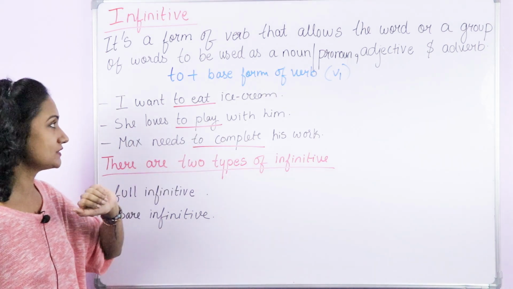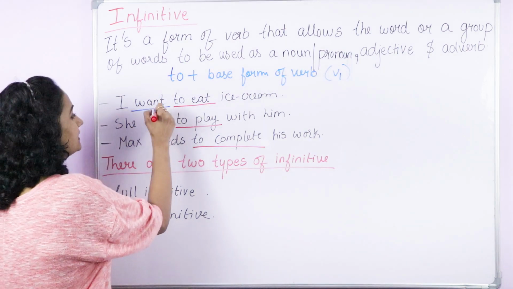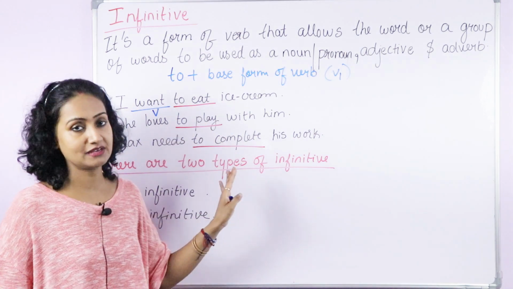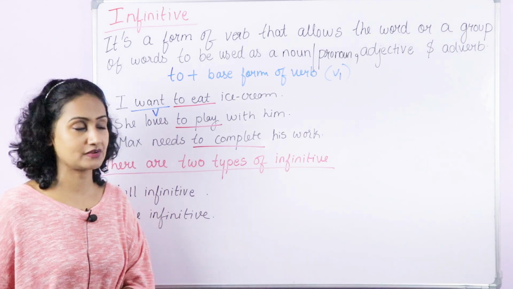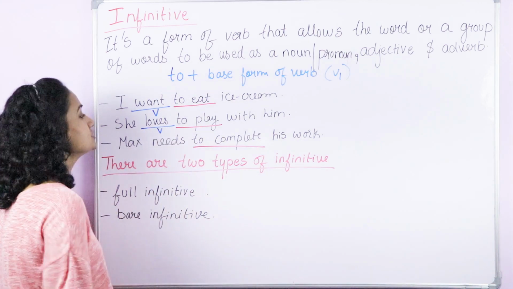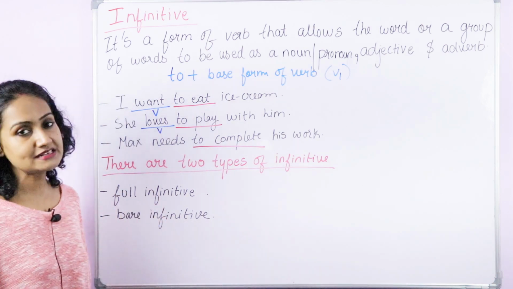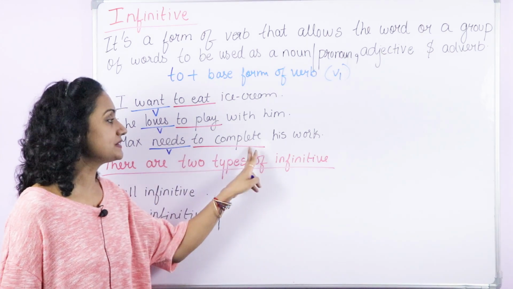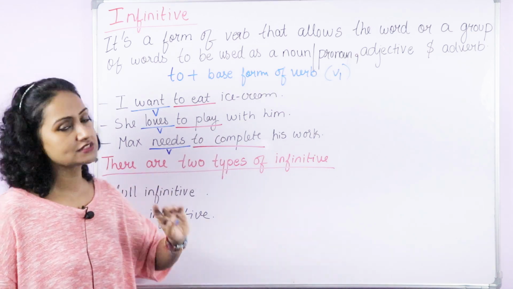I want to eat ice cream. So here the main verb is want. Okay, so this is the verb, main verb. I want what? I want to eat ice cream. So here to plus first form of the verb, this is an infinitive. I want to eat ice cream. She loves to play with him. So she loves, here love is the main verb. She loves what? She loves to play with him. Max needs to complete his work. So again, need is the main verb and Max needs to complete, to plus first form of the verb, needs to complete his work. Okay, so this way we use infinitives.